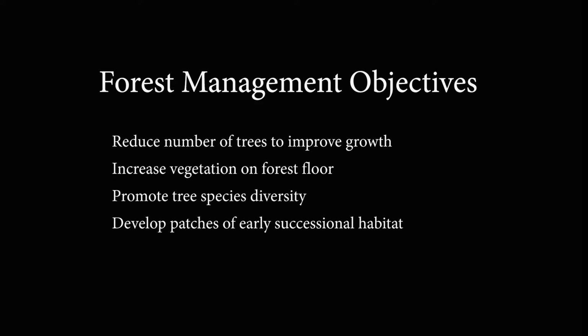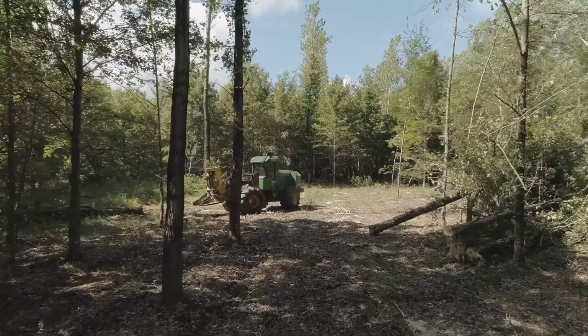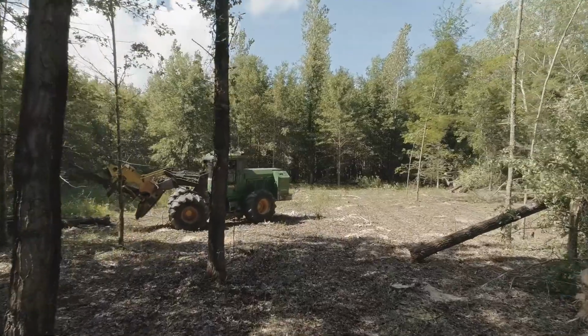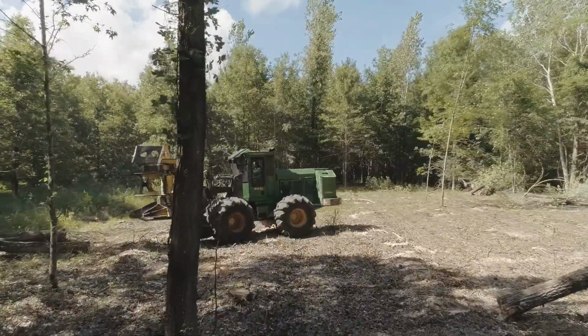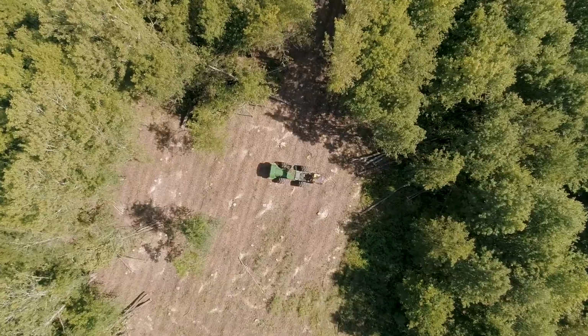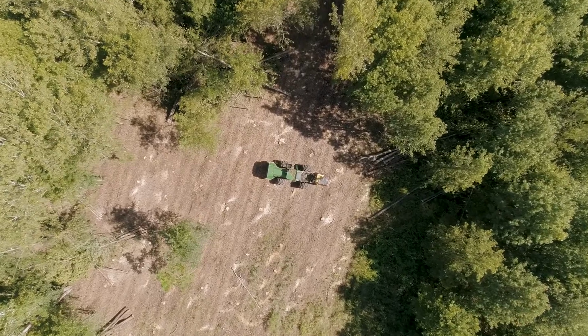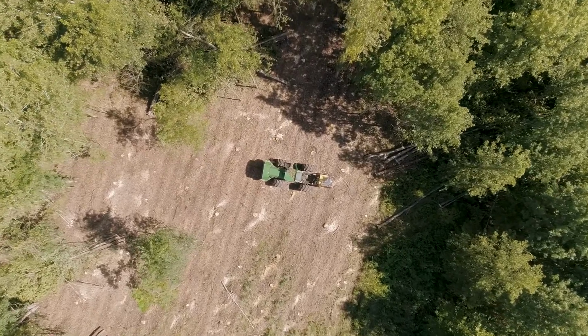Promote a well-developed understory by increasing vegetation and cover in the forest floor. Promote tree species diversity. And develop patches of early successional habitat. Meeting these objectives requires the selective removal of trees, which may be accomplished through one or more harvest methods, such as general crown thinning, group removals, or patch cuts.